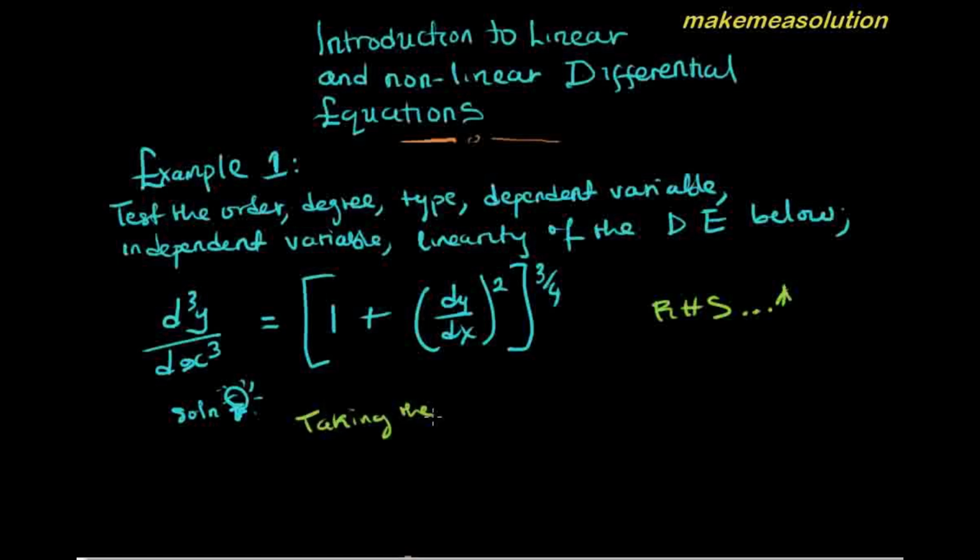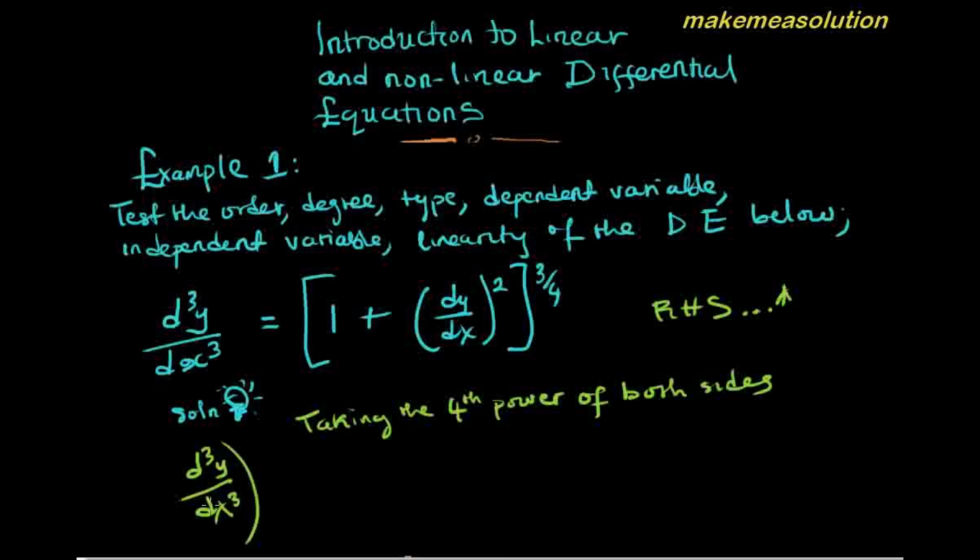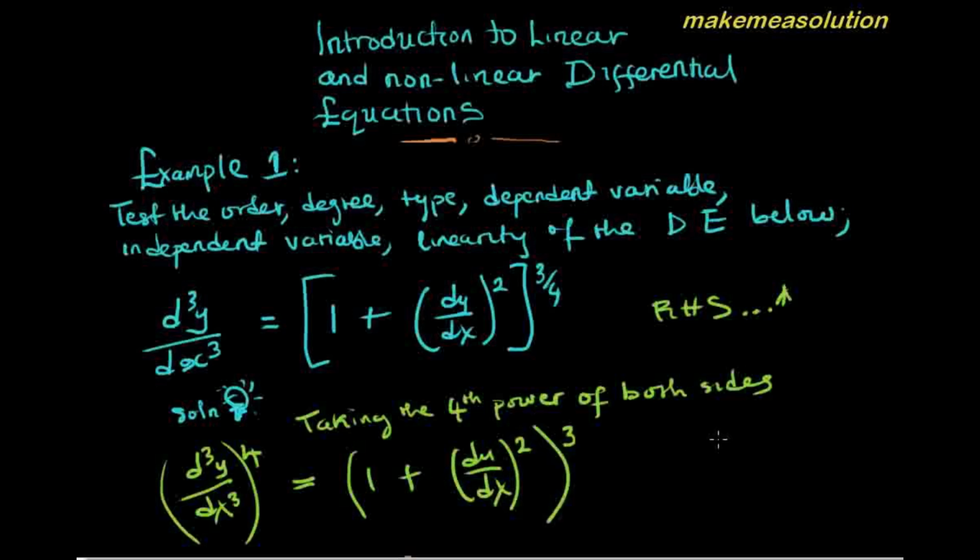So when we take the 4th power of both sides, we now have d cube y by dx cube, all raised to the power of 4, is equal to 1 plus dy by dx all squared, all cubed. Alright, so permit me to squeeze in what the question wants us to write.